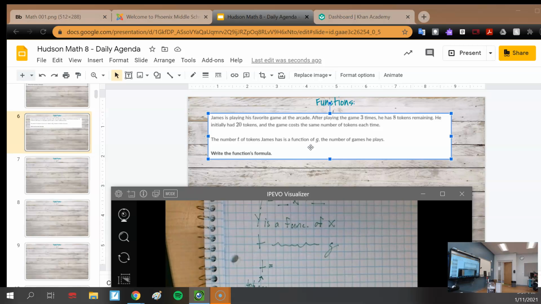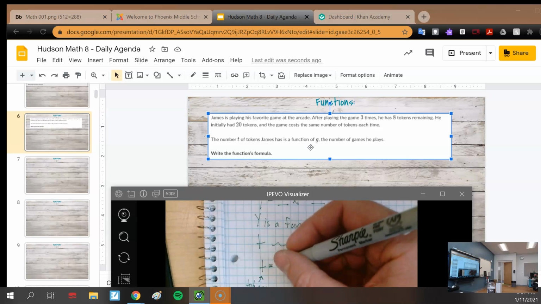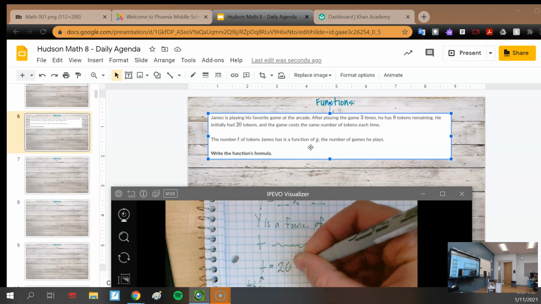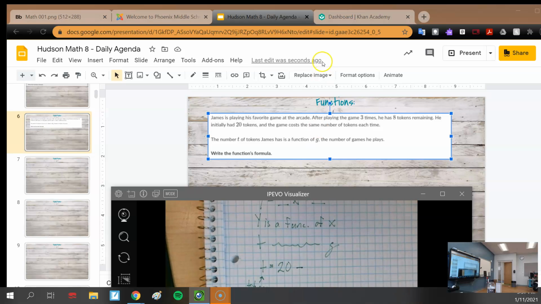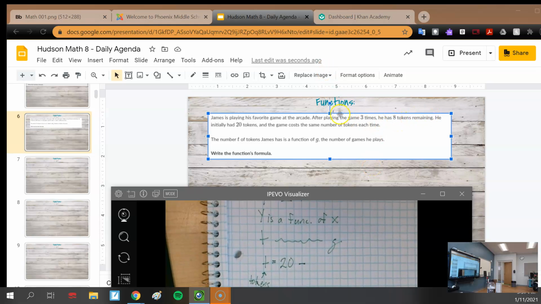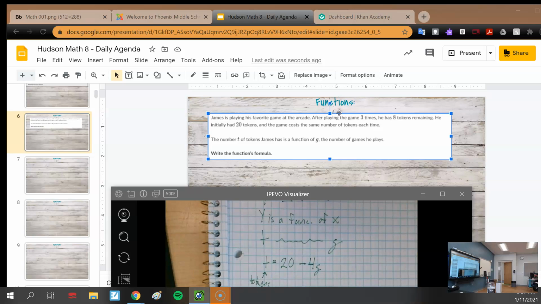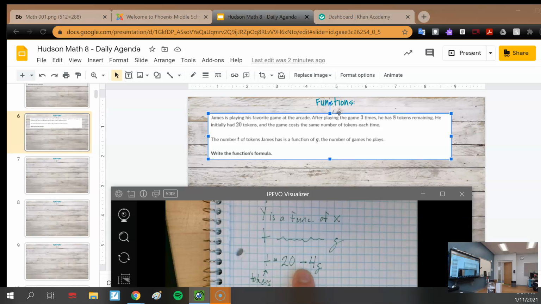How many tokens does he start with? 20. What happens to his tokens? They go down. If he has 8 tokens, after playing 3 times, what did he spend each time? 4. So our slope is not positive like you had it written in there. It is negative. That's the problem. We have a positive initial value and a negative rate of change that is happening.